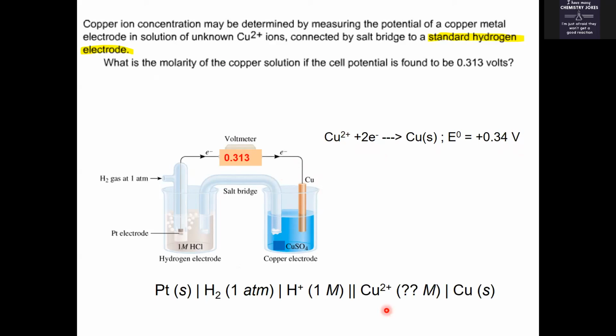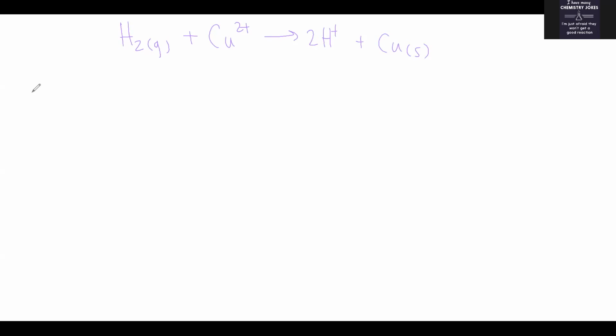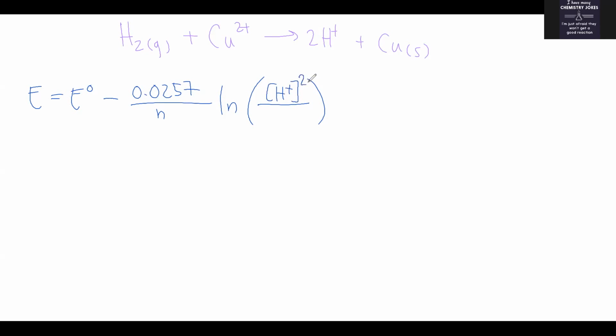So we have this cell notation down here where copper is the reduction half, hydrogen is the oxidation half, and we can set up our Nernst. So the Nernst is E equals E naught minus 0.0257 over n ln of this time H plus squared, it's been a while since we've had to do something like that, H plus squared, because that's the coefficient, divided by the concentration of Cu2 plus. I'll get it eventually. So we know that the actual measured voltage is 0.313 volts.